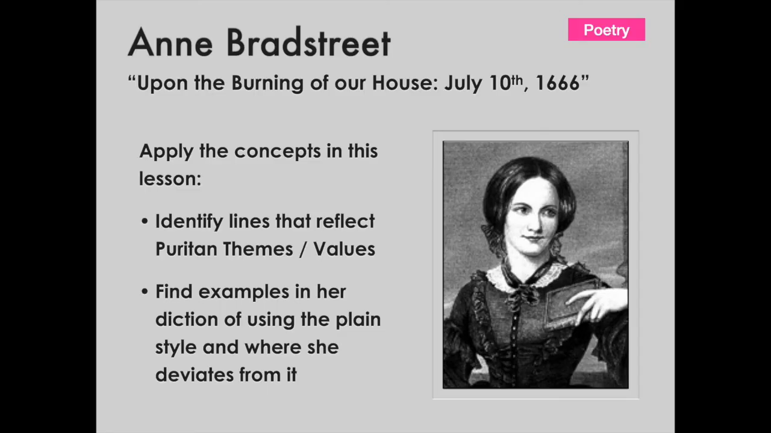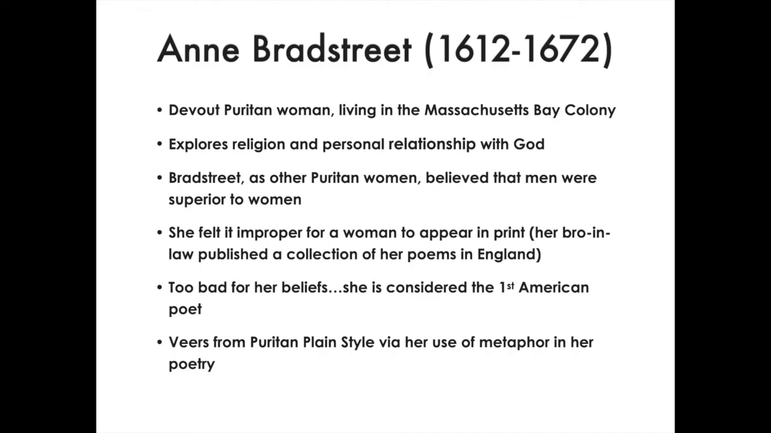We're going to use Anne Bradstreet's poem, Upon the Burning of Our House, July 10th, 1666, and we're going to apply the concepts in this lesson. The idea here is to identify lines that reflect Puritan themes and values, and then find examples in her diction, her word choice, of using the plain style, and also see if you can find where she deviates or takes a step away from the Puritan plain style. Her writing explores religion and her personal relationship with God. She, like other Puritan women, believed that men were superior to them, and she also felt it improper for a woman to appear in print, which is funny because her brother-in-law took a bunch of her poems and published a whole collection of them back in England.